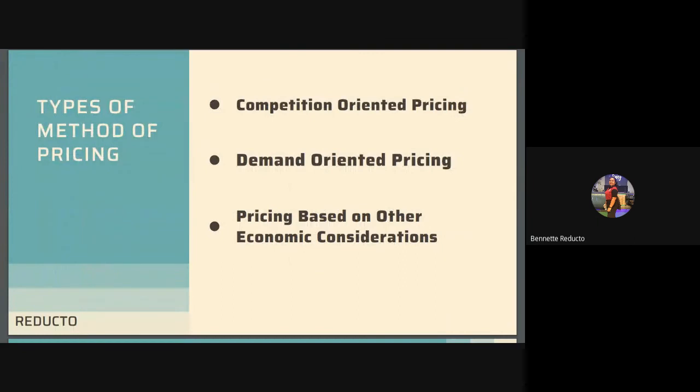So there are different methods of pricing, which are broadly classified into four. I'm going to discuss the first three. The first is competition-oriented pricing. The second is demand-oriented pricing, and the third is pricing based on other economic considerations. Next slide, please.